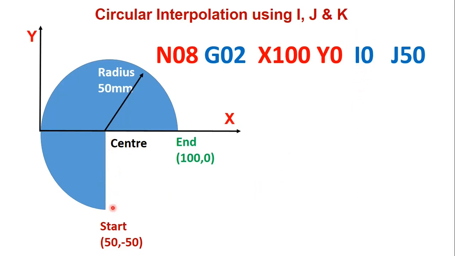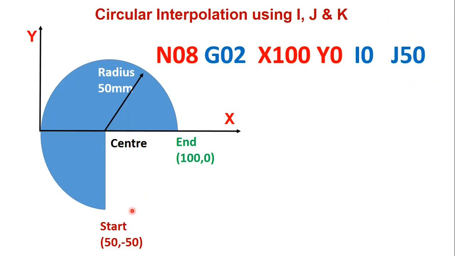But what happens in the direction of Y, that is J, the distance between the start and the center in the direction of Y. So this distance in Y is 50. Why positive 50? Because I am going towards the upper side, that is the positive side of the Y axis. That's why J 50 is there.